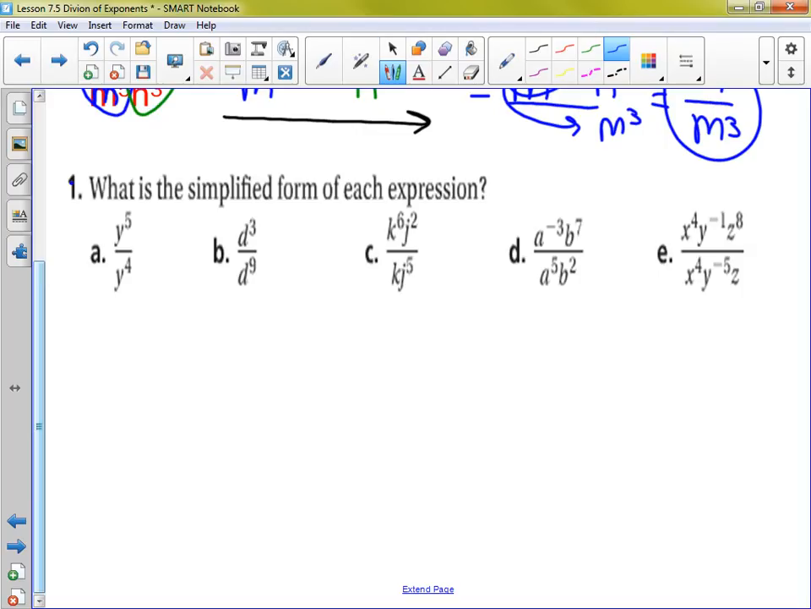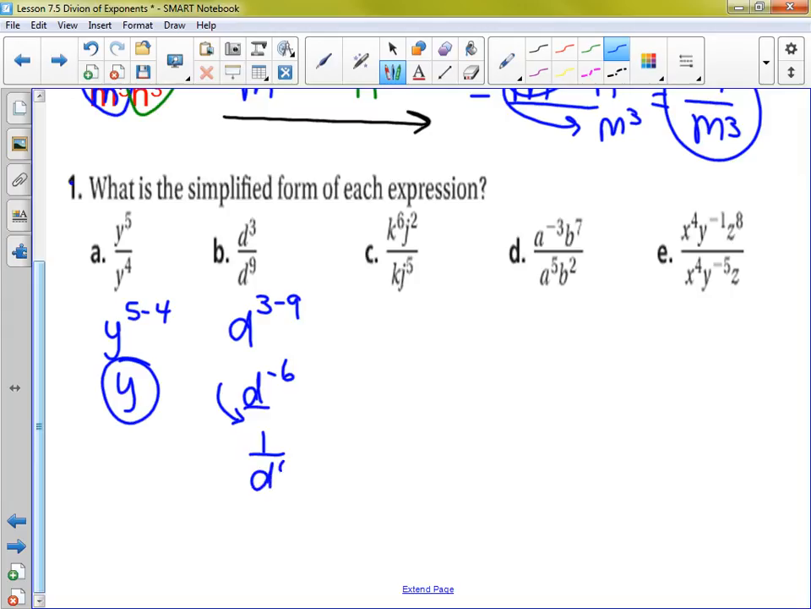Okay, first example says y to the 5th over y to the 4th. That's equal to y to the 5 minus 4, or just y to the first power. The second example says d to the 3rd power divided by d to the 9th. That's equal to d to the 3 minus 9. 3 minus 9 is negative 6. And that means you're going to move it down to the bottom and make it 1 over d to the 6th power.